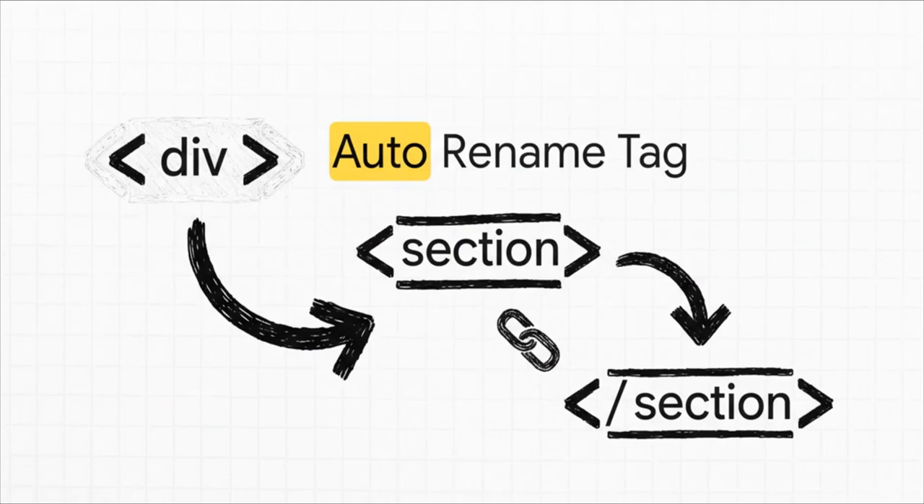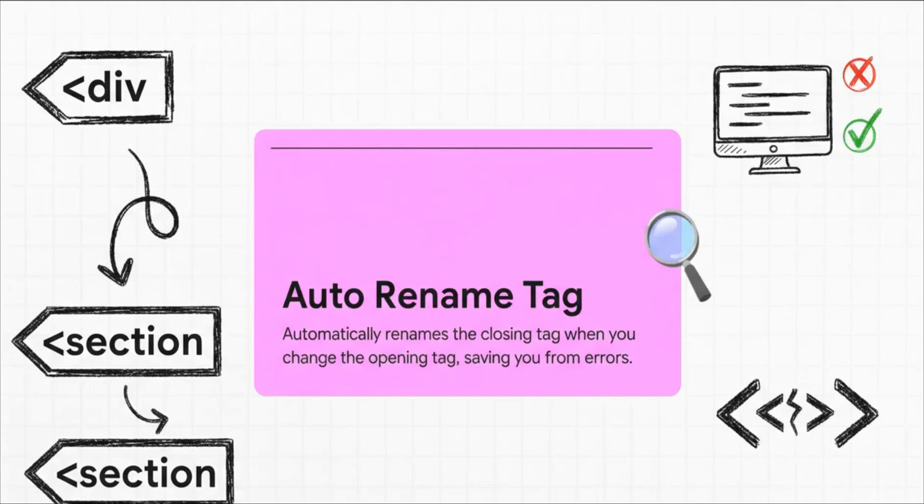And finally, our fifth and I think most magical extension is called Auto Rename Tag. So in JSX, you always have an opening tag and a closing tag. If you decide to change, say, a div tag to a section tag, you have to remember to change both of them. Well, this extension does it for you. You change the opening tag, and the closing one automatically updates to match it. It's such a simple little tool, but it gets rid of a whole class of really annoying mistakes.